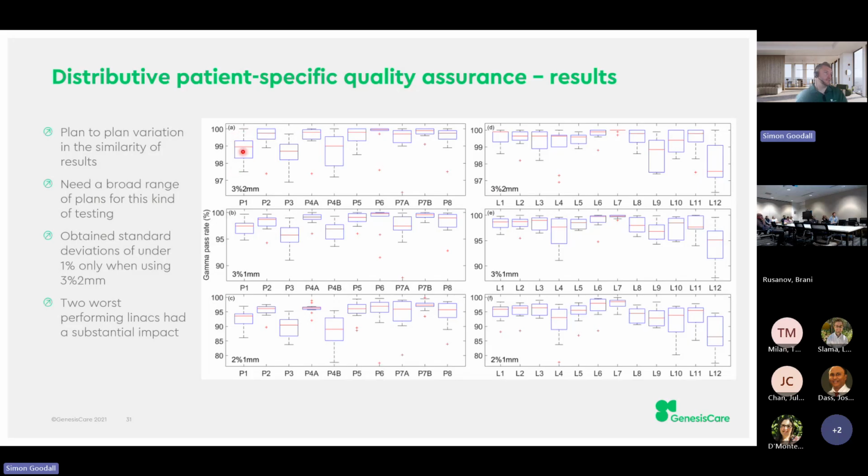But 3% 2 millimeters is also the only case where the standard deviation across the measurements on all LINACs for a given plan is less than 1%. So when we start moving into this 3% 1 millimeter or 2% 1 millimeter, we start to see that the ranges increase somewhat drastically, and we no longer meet that 1% tolerance that we were hoping to achieve to call our machines matched.